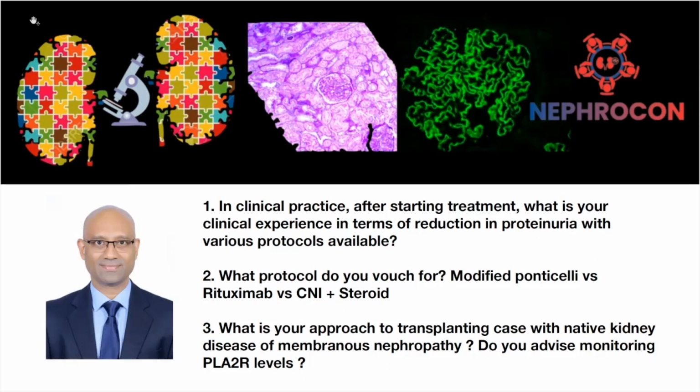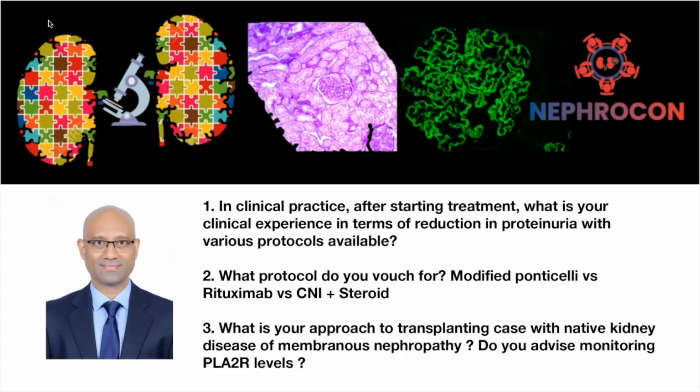Has it ever happened that despite giving rituximab, you have also attempted to give another immunosuppression because proteinuria is not coming down? In those patients, I follow the STARMEN trial. The STARMEN trial says that after giving rituximab, if you feel the patient is not having a satisfactory reduction, you can add a small dose of tacrolimus. For such patients, I give one dose of rituximab yearly, and then I add a small dose of tacrolimus, especially at 0.05 mg per kg body weight.